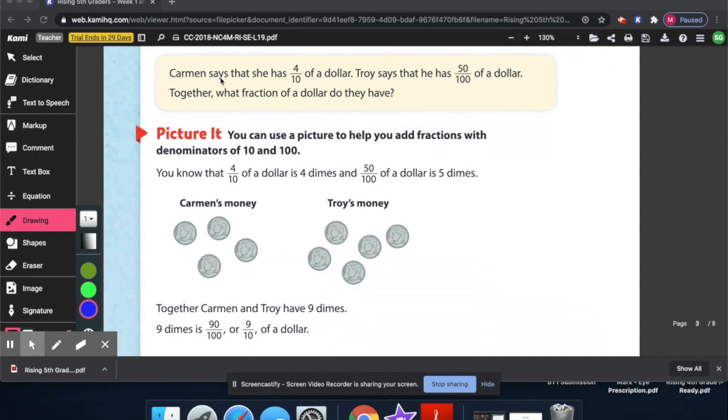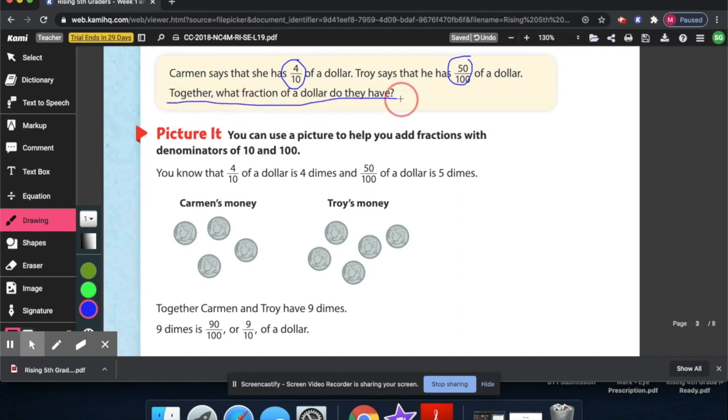Carmen says that she has 4/10 of a dollar. Okay, I like to highlight or circle numbers when I have a problem. Troy says that he has 50 hundredths of a dollar. Together, what fraction of a dollar do they have?